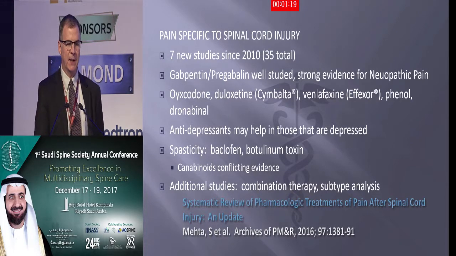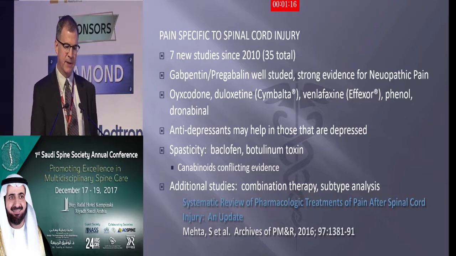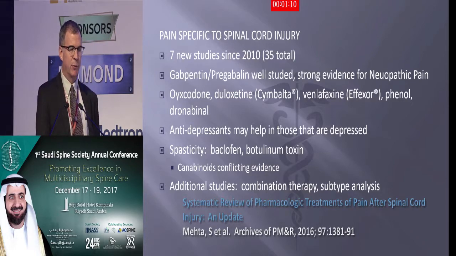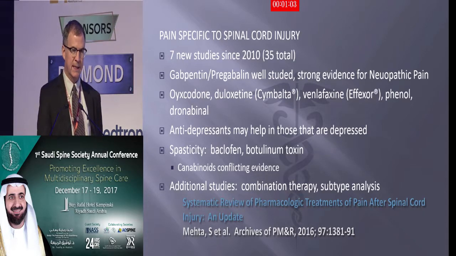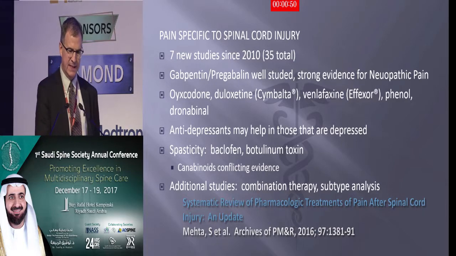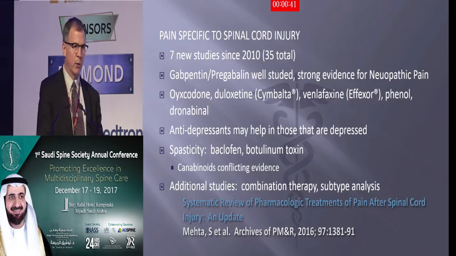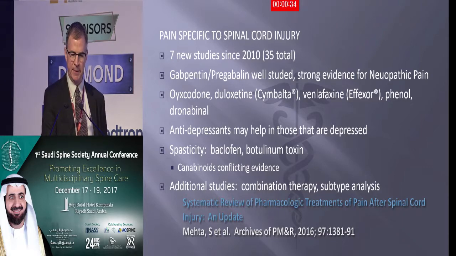So really specific to spinal cord injury, Mehta in the Archives of Physical Medicine and Rehab in 2016 did a systematic review of the pharmacologic treatments for spinal cord injury and pain afterwards, and it was an update from a prior study in 2010. And at that time, there were 35 total studies and 7 new studies since 2010. And their conclusions actually were that gabapentin and pregabalin for neuropathic pain were very well studied, and that there was strong evidence for neuropathic pain. The other antidepressants may help those that are depressed, although there's, again, question about how much depression is active in pain. For spasticity, specifically baclofen, whether orally or baclofen pump, and Botox were effective, but additional studies were needed to look at combination therapy and a subtype analysis.